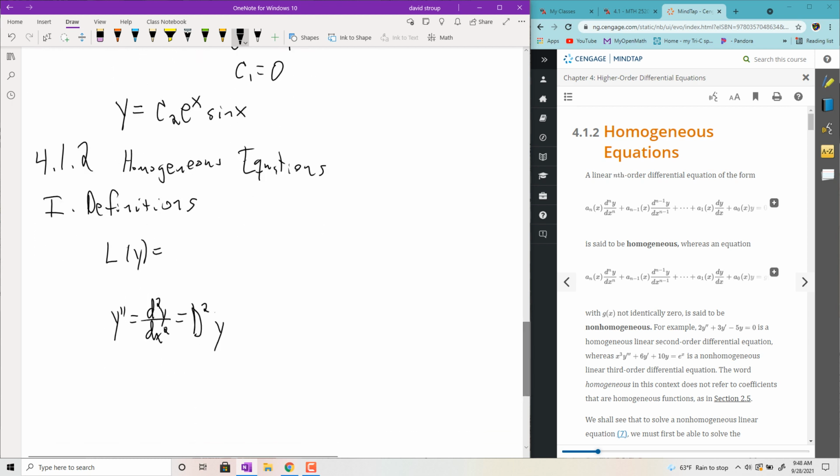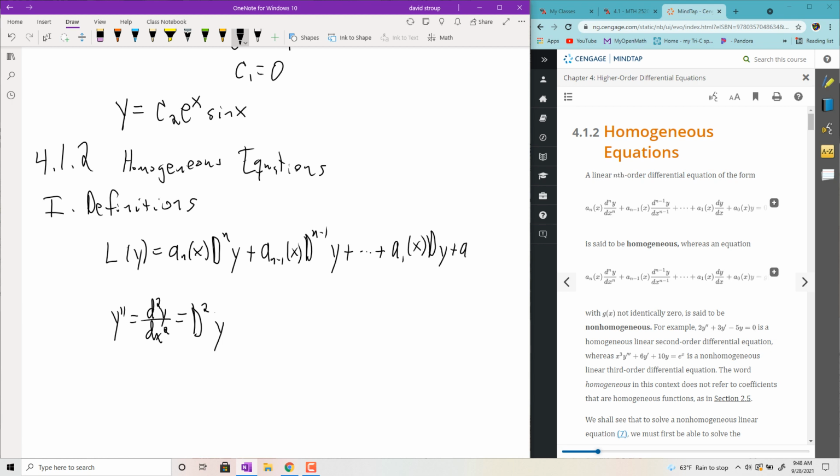So L of y in the differential operator notation is a sub n of x dn of y plus a sub n minus 1 of x dn minus 1 y plus dot dot dot plus a sub 1 of x dy plus a sub 0 of x y. We're not going to put the equal sign; it represents just one side of the linear differential equation.